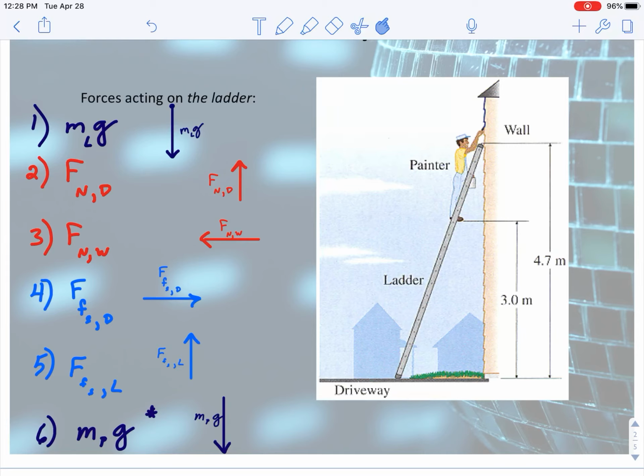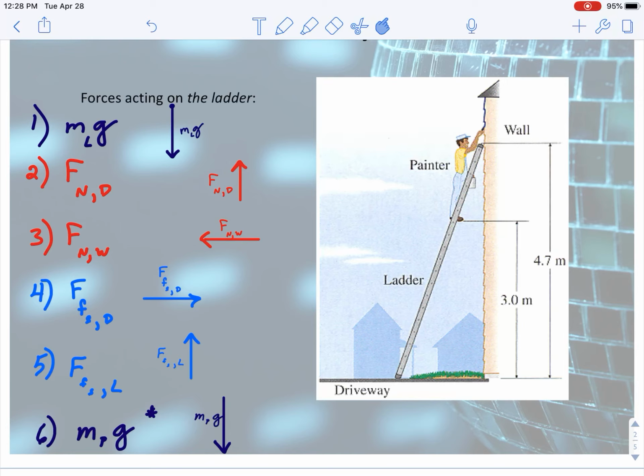The third force and the second normal force is going to be from the wall that the ladder is leaning against. The wall is going to push outward on the ladder to the left, and I'm designating that force as F sub n comma w, with w standing for wall.